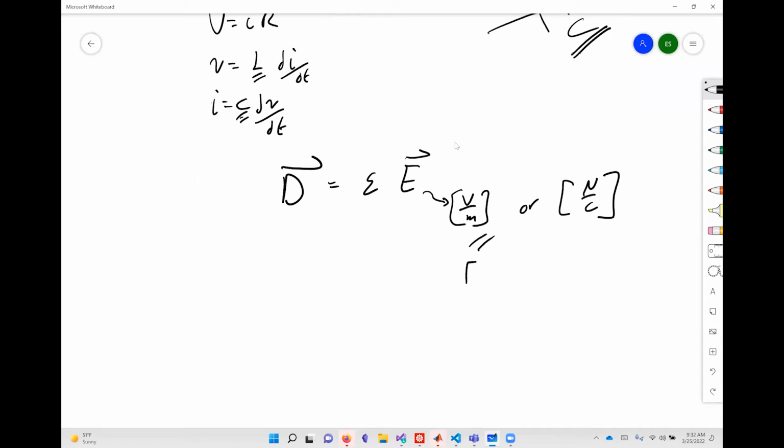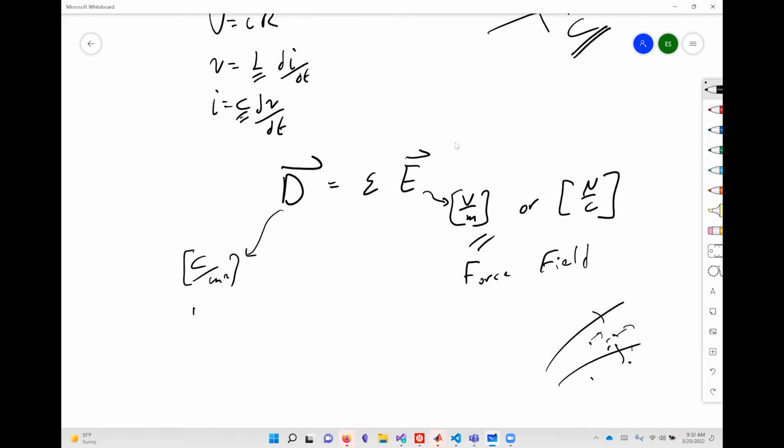So E, we said, is a force field. It is a representation of the field from the perspective of a force field. If I have the field and I have electrons or charges littered around, what forces do those charges feel due to this field? Okay. And then D, Coulomb per meter squared, we said, is a polarization.